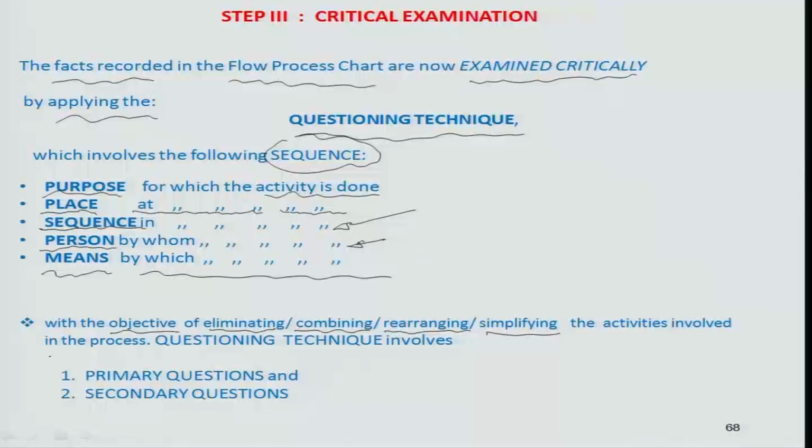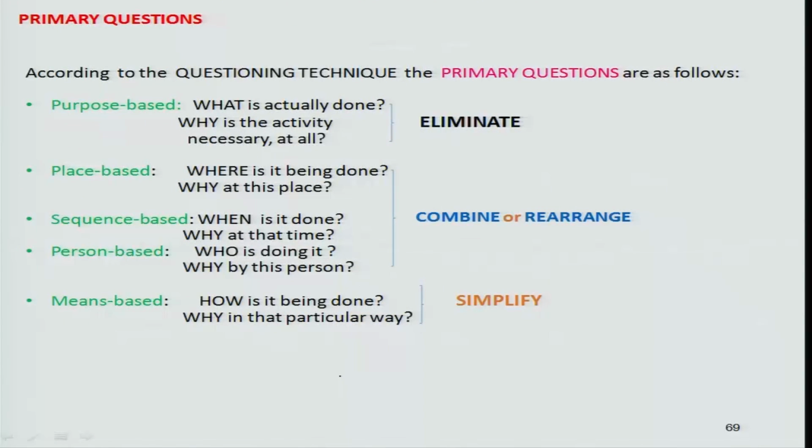So, you do this multiple times, questioning yourself every time about the activity sequence, and such questions could be either primary or secondary in nature. What are those primary questions? Let us see, when we do this, we go to the purpose, for example, and question what is actually being done. What exactly is the activity about, and why is it really necessary at all? If it is not necessary, it could be eliminated at this stage. So, if it is not necessary, eliminate, otherwise proceed. That is a purpose-based question.